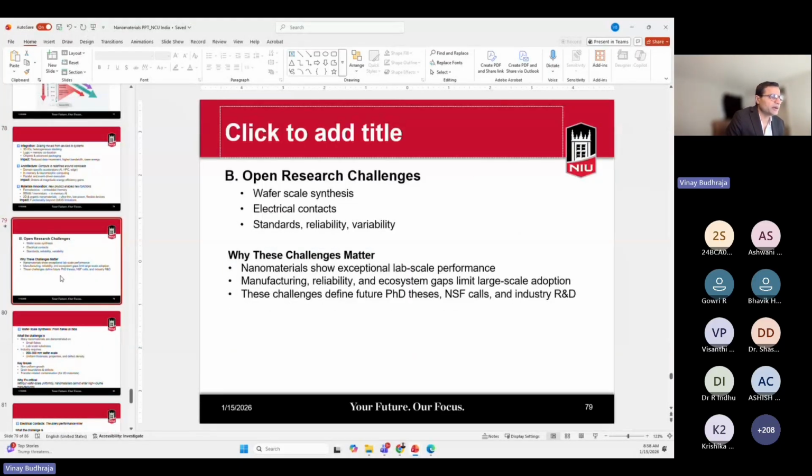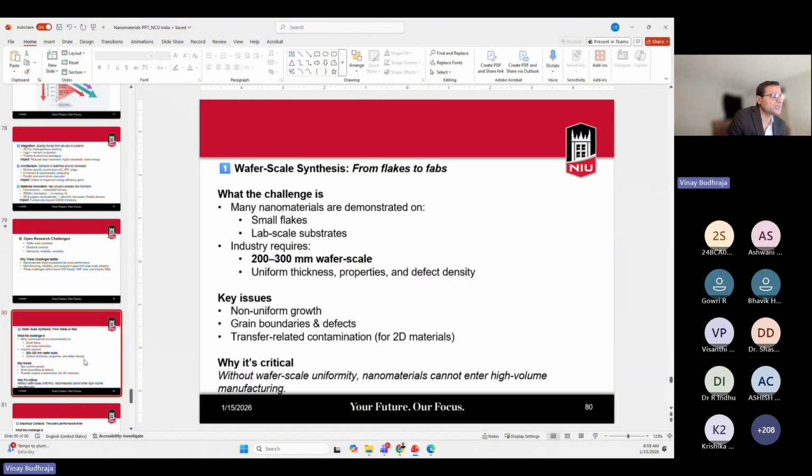Okay, next part is the open research challenges. The open research challenges with the adoption of nanomaterials are wafer scale synthesis, electrical contacts, standards, reliability, and variability. Why do these challenges matter? Because nanomaterials show exceptional lab scale performance, and manufacturing reliability and ecosystem gaps limit the large scale adoption. These challenges define the future. So we discuss these challenges one by one.